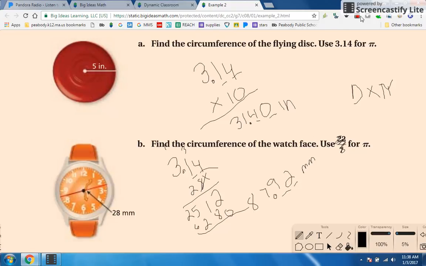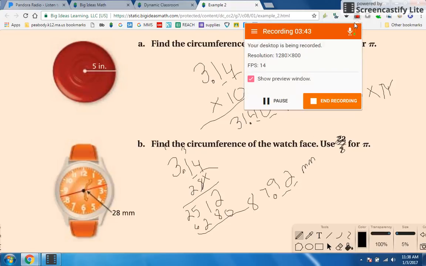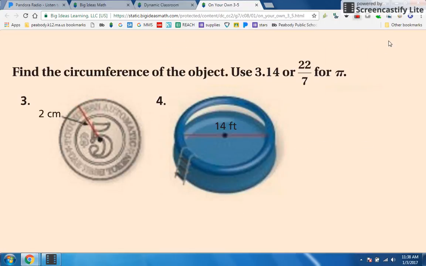Okay, so I'm going to give you one of these to try. Okay, so you're going to pause and try these two. Don't use the 22/7, just do 3.14. So my suggestion would be to look at the picture first and figure out whether they're giving you the radius or whether they're giving you the diameter. The formula is diameter times pi. So you need the diameter in order to do this. Okay, so pause and try these two.